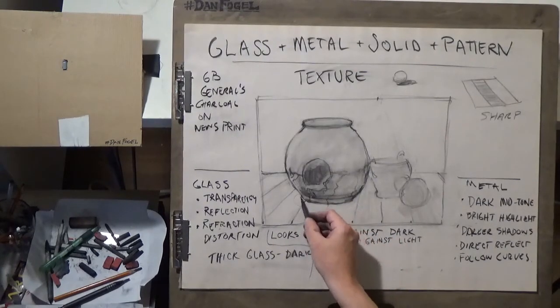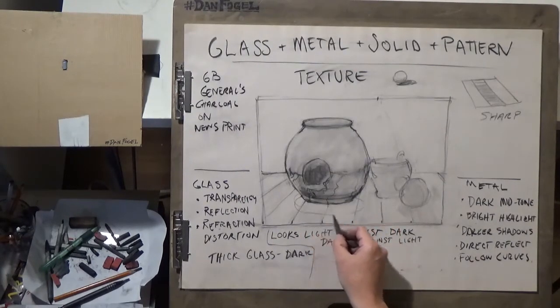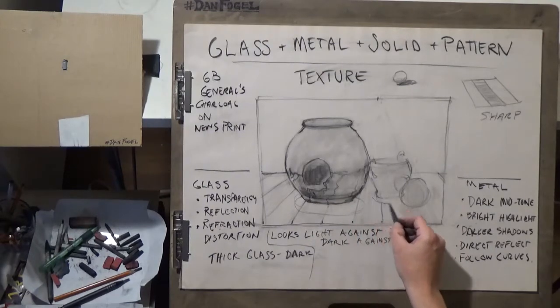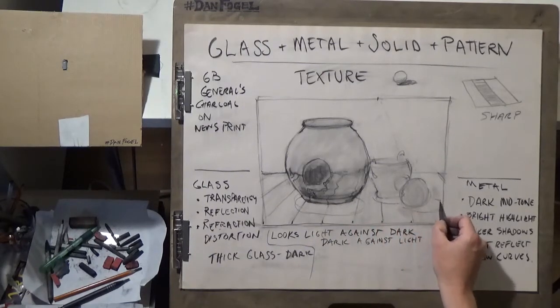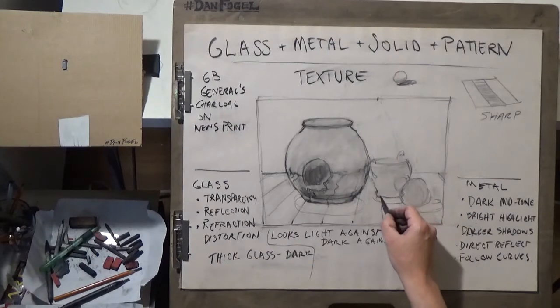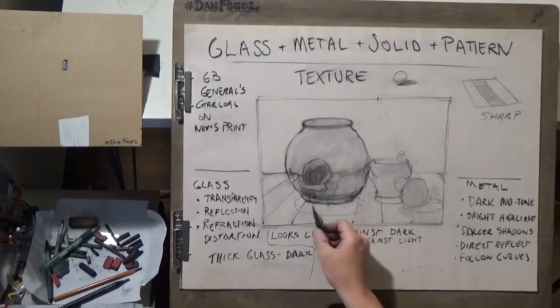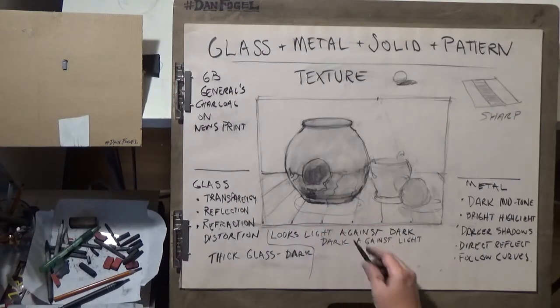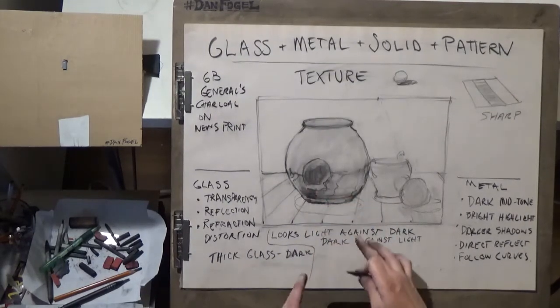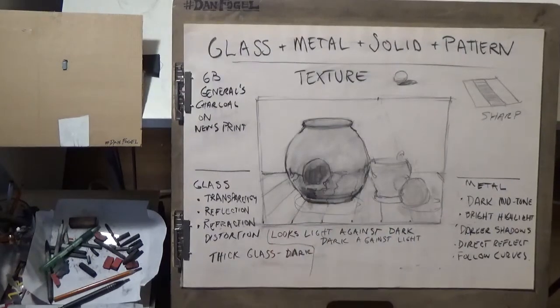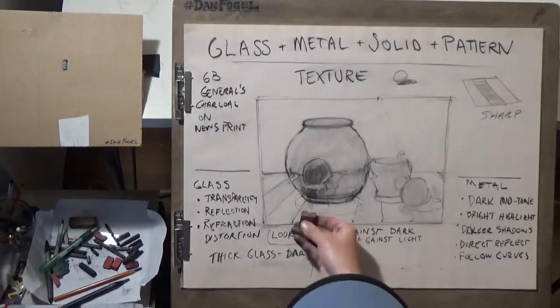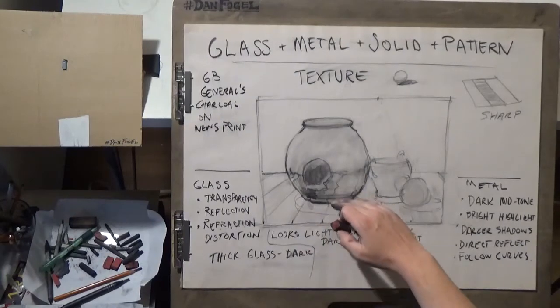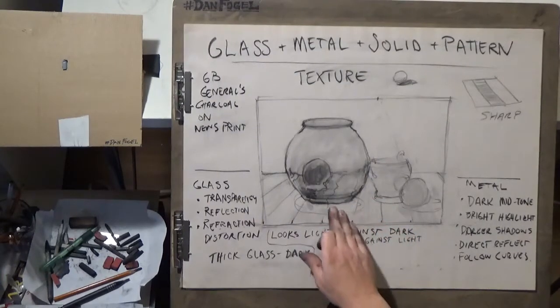If we had some shadows on these objects, you might be seeing some core shadows, like on the inside of that tank, that are registering as almost black. So glass is going to look dark against a lighter color.